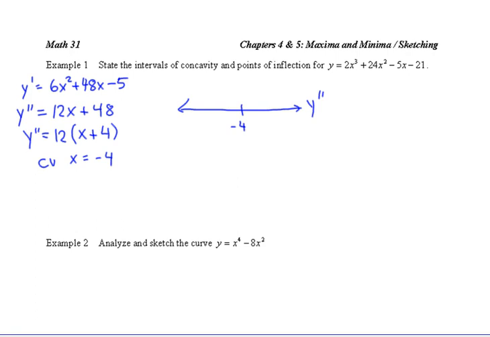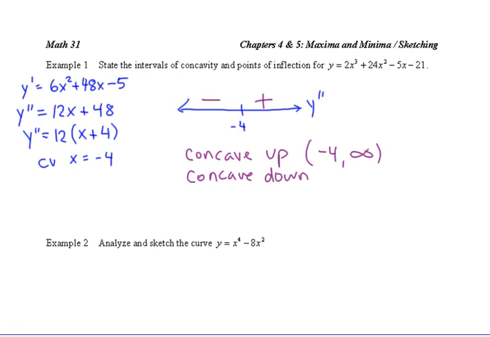So pick a number less than negative 4. Plug it in, and that's going to give us a negative. Negative 5 plus 4 is negative. And then greater than negative 4 will give you a positive. So we can say we are concave up when? Greater than negative 4. Sorry, I'm completely wrong. I was thinking down, and I wrote up. Concave up, greater than negative 4. And concave down? Yeah, up is positive, down is negative. Concave down, negative infinity to negative 4.